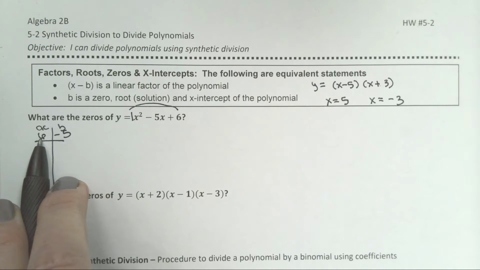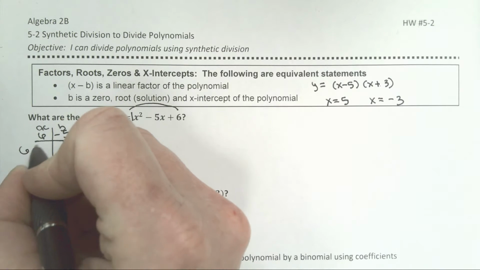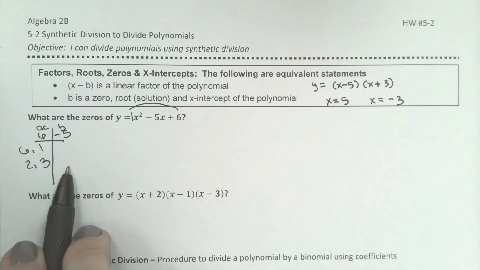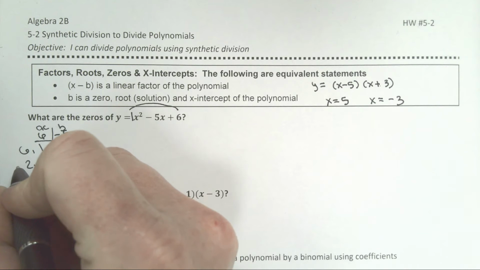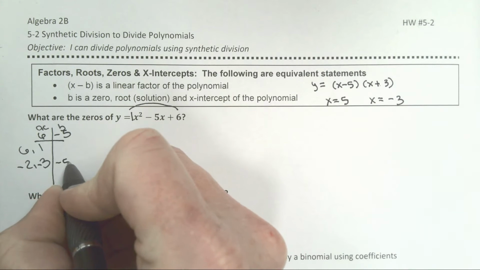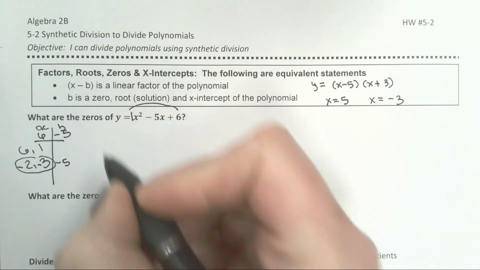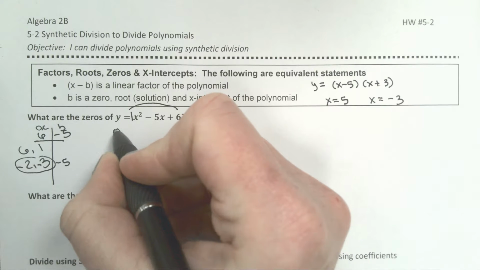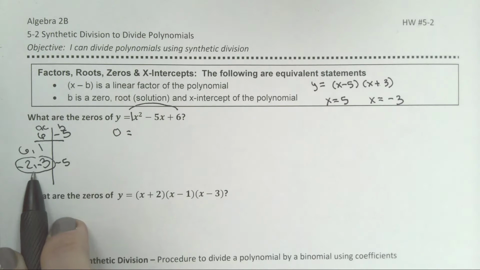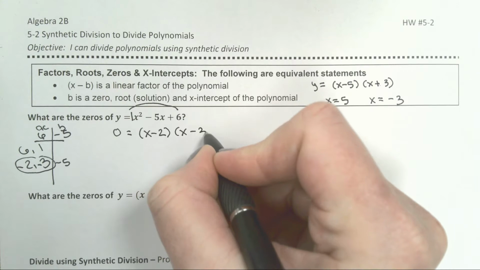If I want factors of a positive number, that means these are either both positive or both negative. I can play with 6 and 1, and 2 and 3. 2 and 3 adds up to 5, and a negative times a negative equals a positive. And that is my winning combination right there. So I'm going to get rid of the y and replace it with a 0. And then this right side factors like this: x minus 2 and x minus 3.